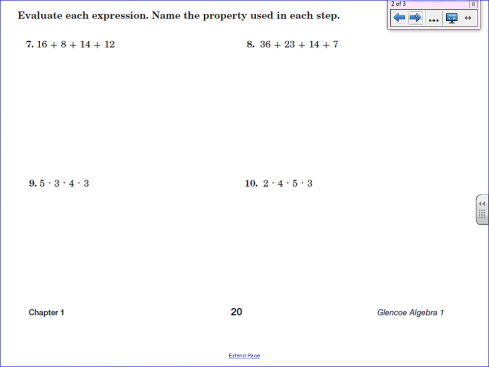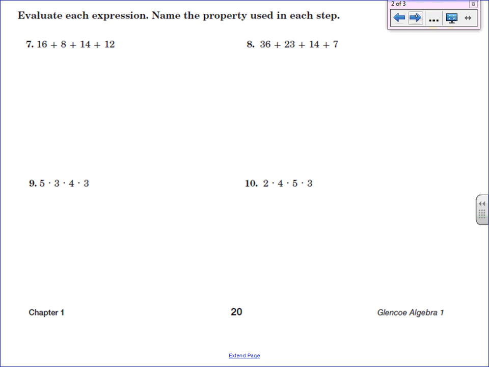The last couple problems are going to be dealing with the commutative and associative properties, which help us to do mental math more quickly. So we're going to be reordering them. The commutative property says that we can reorder them in any way if it's multiplication or addition, and it doesn't matter. And the associative property says we can group them in any way, and it doesn't matter.